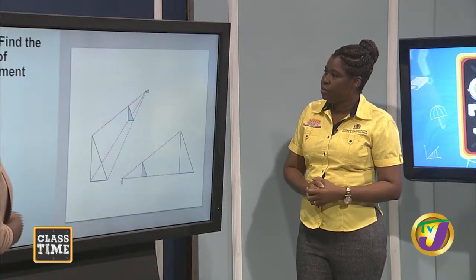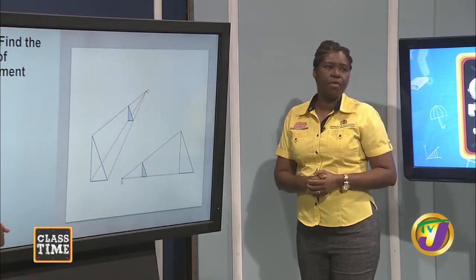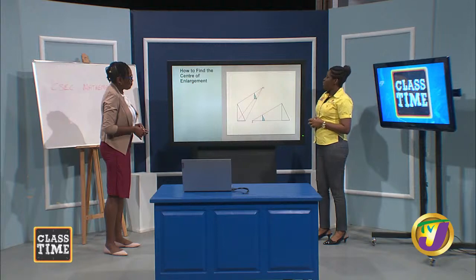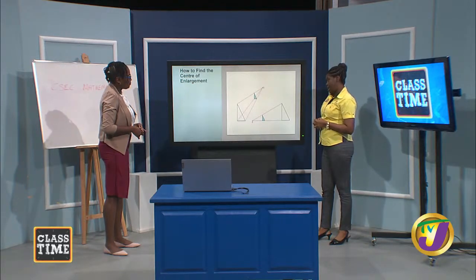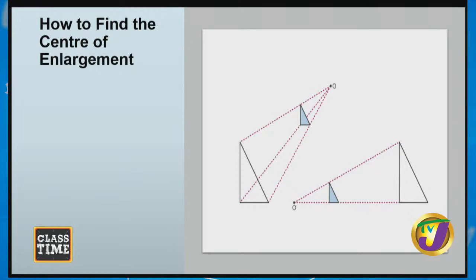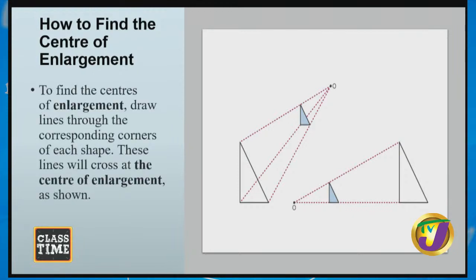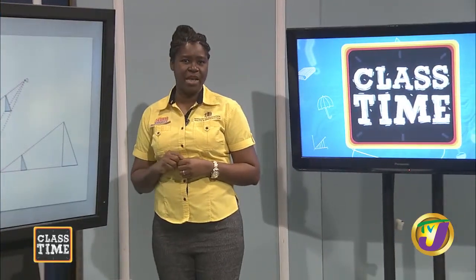So how do we find the center of enlargement? It can be found by extending lines from each vertex of the object and the image to a point at which they will intersect. We are matching the vertices and drawing line segments to see where they meet. Before we get further into that, we're going to take a quick break. We'll be right back with more mathematics.